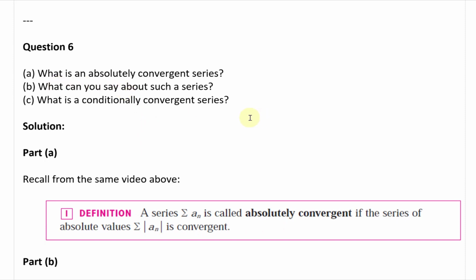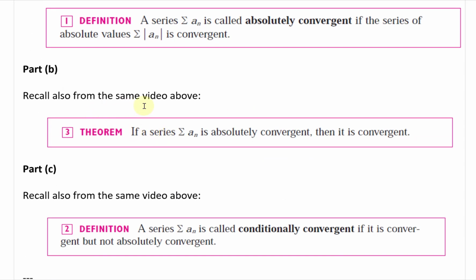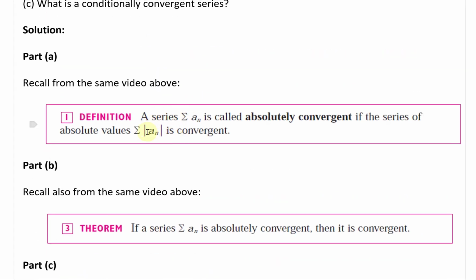And part B, what can you say about such a series? Again, recall from the same video, the theorem: if the series, the summation of a_n, is absolutely convergent, then it is convergent without the absolute values. So if this is convergent with absolute values, then this is also convergent.